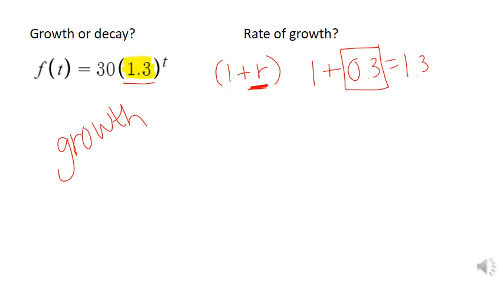What some of us were getting confused on is the growth factor would be 1.3. That would be what's in the parentheses. That includes the 1 that we're adding to the rate. So this would be the rate of growth, and this would be the growth factor.